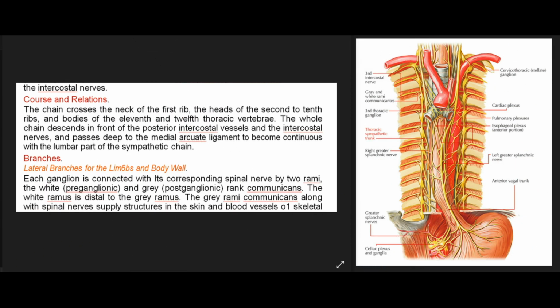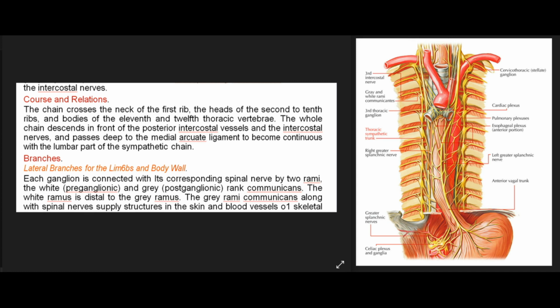Course and relations: The chain crosses the neck of the first rib, the heads of the 2nd to 10th ribs, and bodies of the 11th and 12th thoracic vertebrae. The whole chain descends in front of the posterior intercostal vessels and the intercostal nerves, and passes deep to the medial arcuate ligament to become continuous with the lumbar part of the sympathetic chain. Branches: Lateral branches for the limbs and body wall.